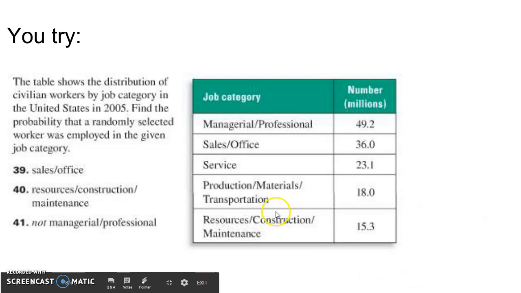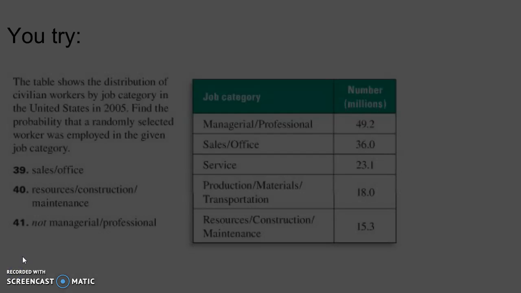Now that you see how this is done, you try number 40 and 41, come back and check your answers. So hopefully you had a chance to look over these problems. For number 40, resources, construction, and maintenance, if you go to the table, there were 15.3 million workers employed in that field out of the 141.6, which is 10.8%. So there would be a 10.8% probability of selecting a worker at random who was employed in that field.